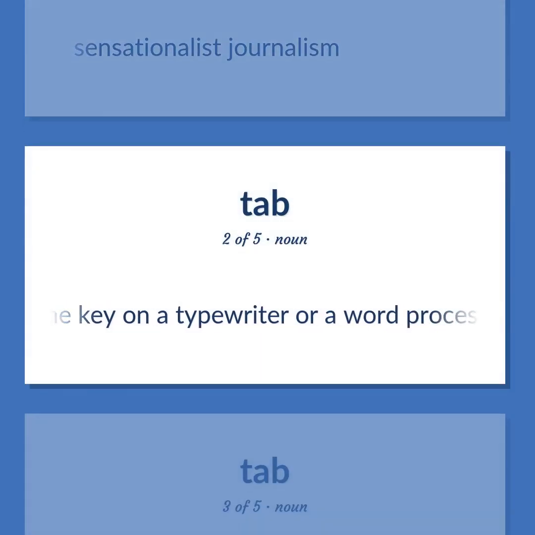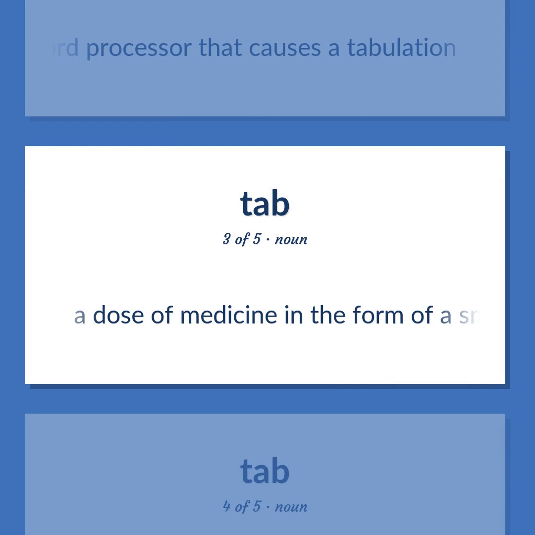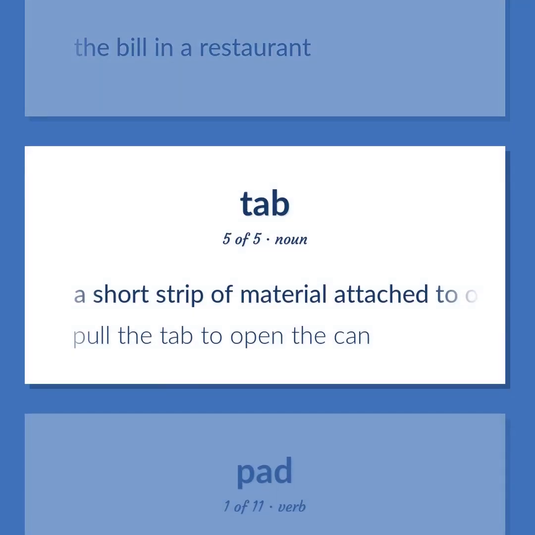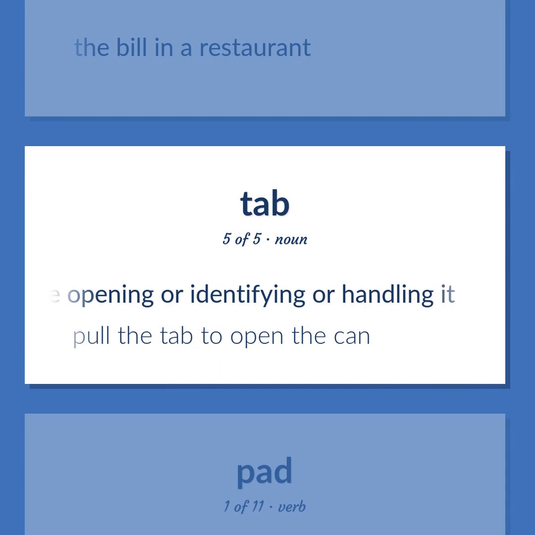The key on a typewriter or a word processor that causes a tabulation. A dose of medicine in the form of a small pellet. The bill in a restaurant. A short strip of material attached to or projecting from something in order to facilitate opening or identifying or handling it. Pull the tab to open the can.